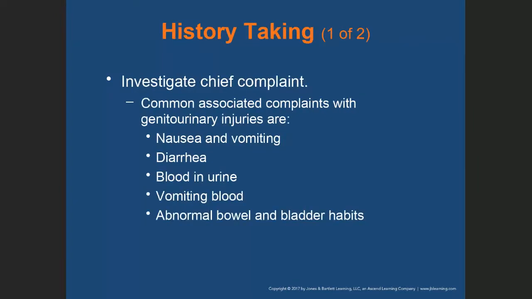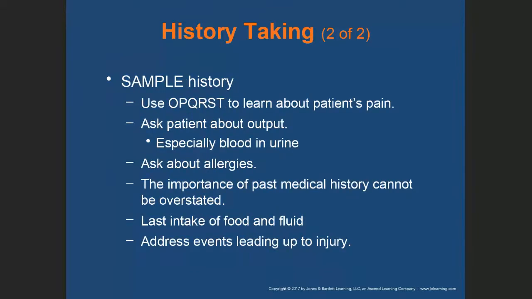Once we have completed the primary, next is the history-taking phase. Investigate the chief complaint. Common associated complaints with genitourinary injuries: nausea and vomiting is very common. Diarrhea, blood in the urine, vomiting blood, hematemesis, abnormal bowel or bladder habits. Obtain a SAMPLE history, use your OPQRST to learn about the patient's pain or discomfort. So it's not exclusive to pain.